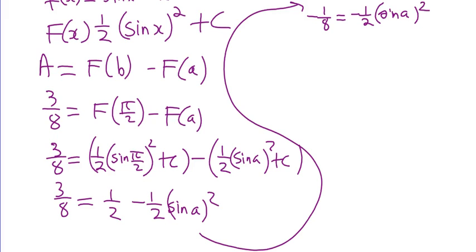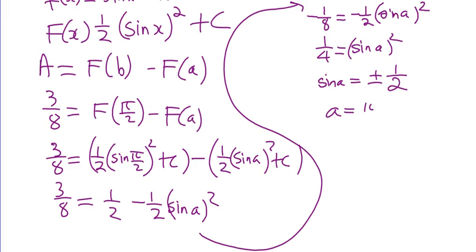Okay, then we're going to go through and multiply by -2. All right, so that'll give me 1/4 is sine of a squared. So what's the sine of a? Plus or minus 1/2. In our domain, which is from 0 to pi over 2, a will be pi over 6.